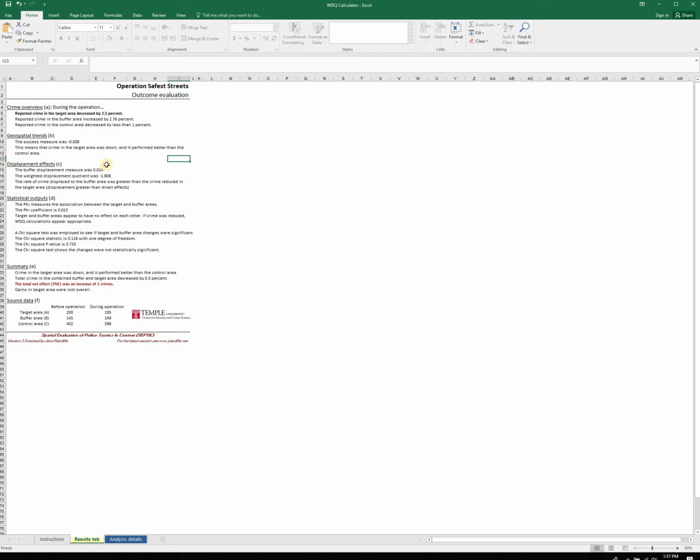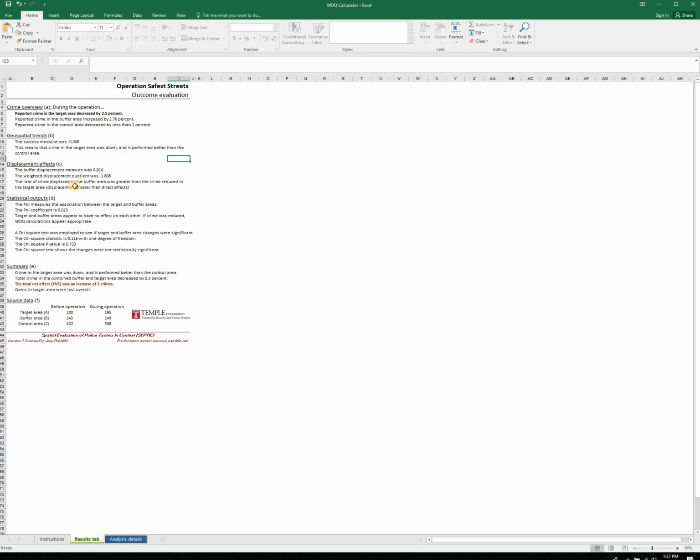If we look at part C here, we start looking at that displacement effect. And again, remember, displacement is this idea that crime's just going to move around the corner if we target one geographic location. Again, we're going to set aside the buffer displacement measure and weighted displacement quotient for now, because we can use a table to interpret these, but really what we're interested in mostly is did displacement occur, and if it did, did it completely wipe out our effect? And we get that in these last two rows here. It kind of explains what's occurring here with these numbers.